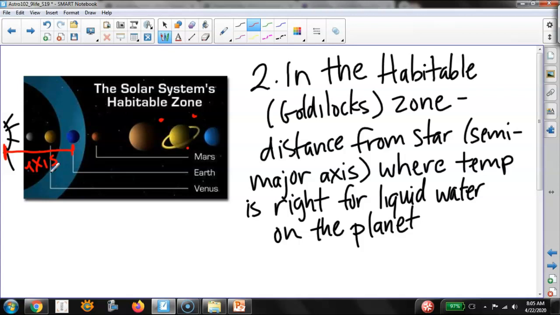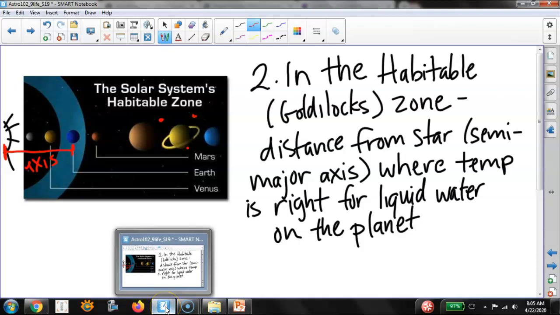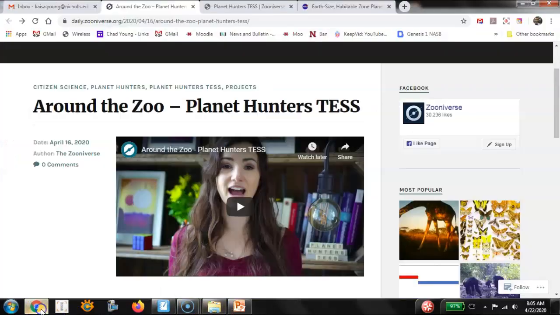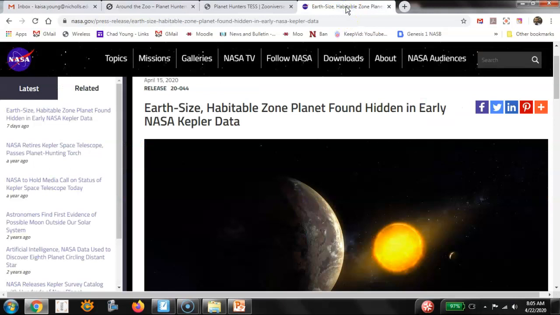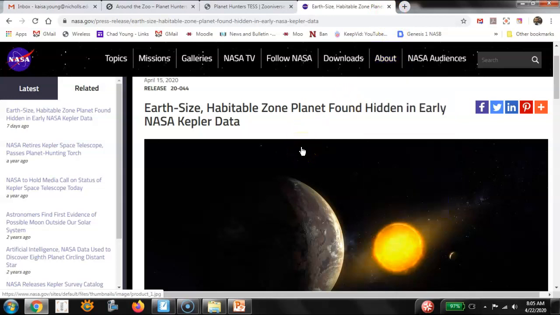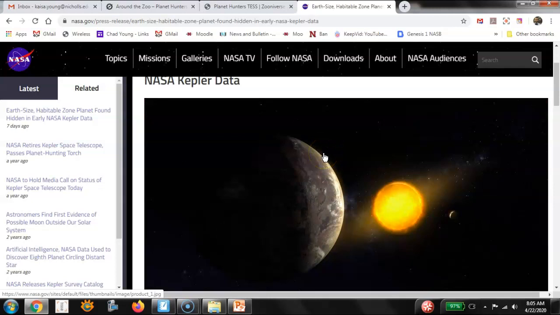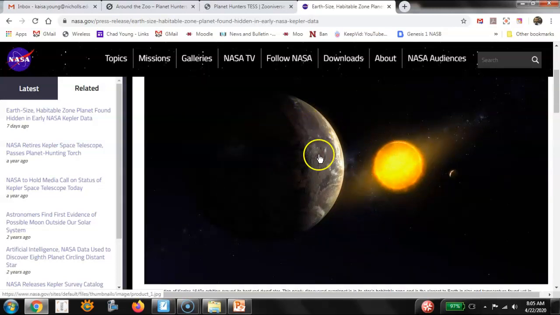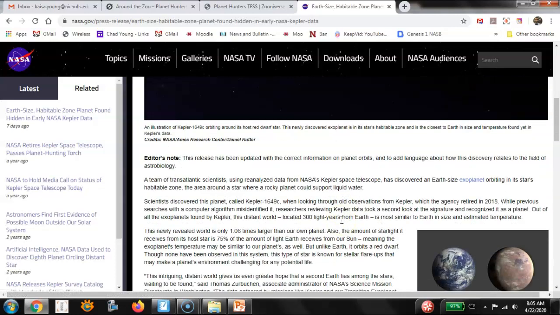Now, habitable zone. I'm going to take a little break here and show you something interesting that one of your classmates just sent me. We are always looking for planets that are in the habitable zone and that are the same size as Earth. We'll talk about that in just a minute. And recently, just in the past couple weeks, NASA has released some data. Kepler's that old space telescope of a planet that looks a lot like Earth. This is the kind of thing we're looking for here.